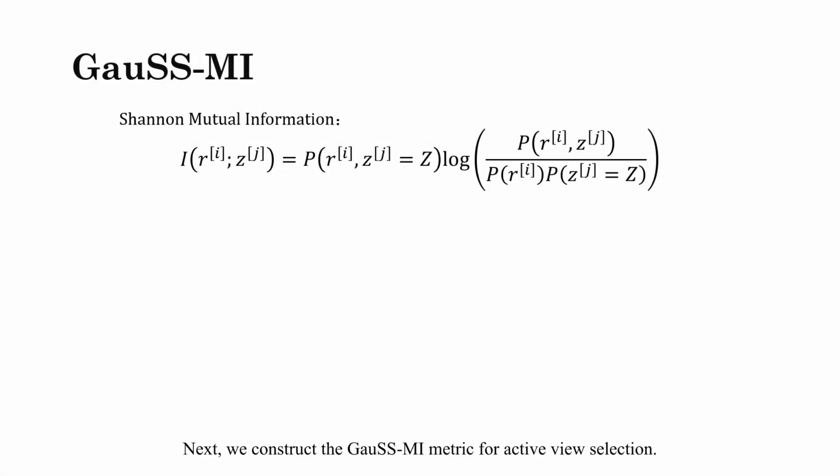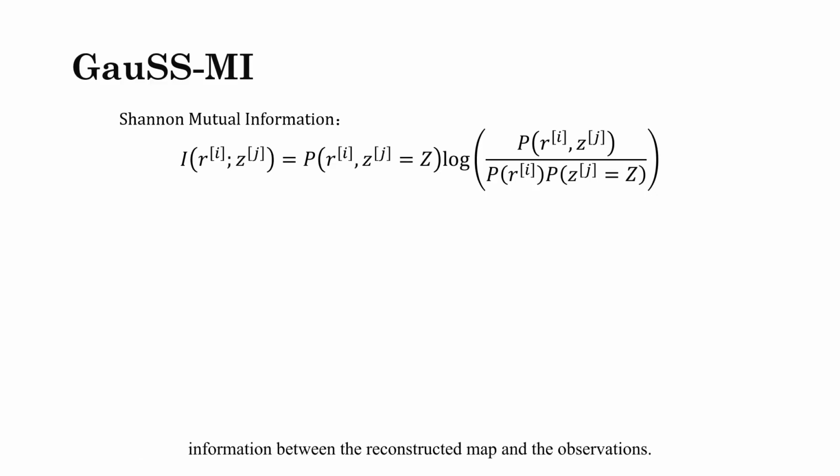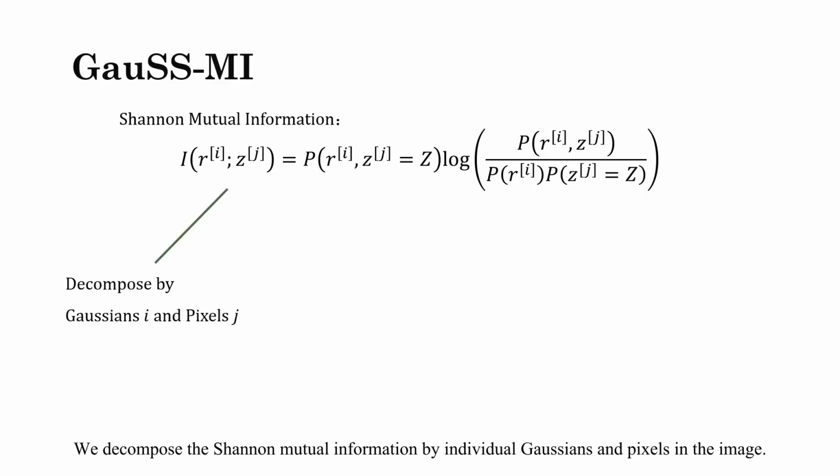Next, we construct the GauSS-MI metric for active view selection. The problem setting is that at each decision step, we have a set of candidate viewpoints and need to identify the most informative one. We use Shannon mutual information to quantify the mutual information between the reconstructed map and the observations. We decompose the Shannon mutual information by individual Gaussians and pixels in the image.